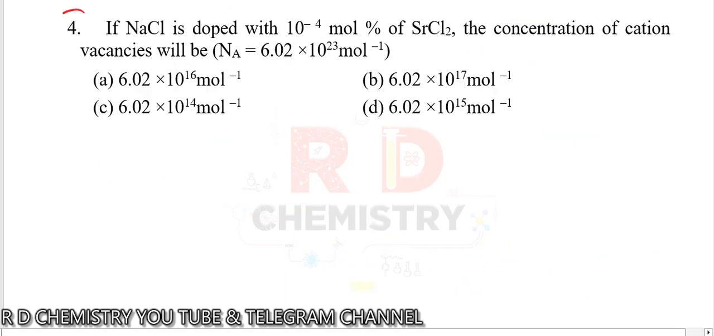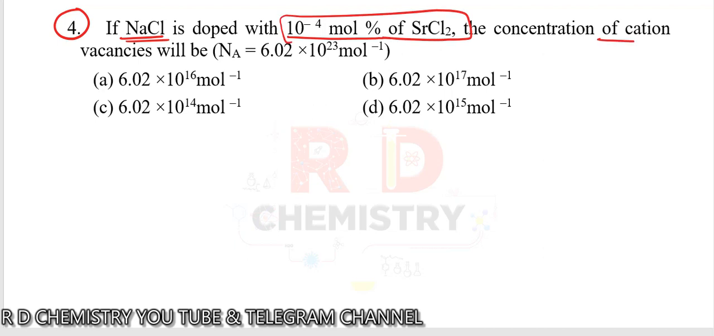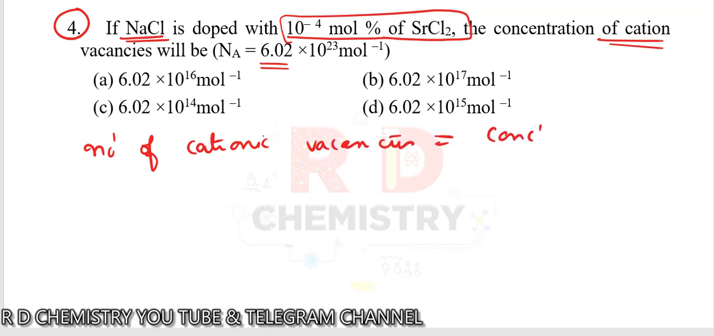Question number 4. If sodium chloride is doped with 10 to the power minus 4 mole percentage of strontium chloride, the concentration of the cationic vacancies will be, Avogadro number has been given. If you recall what you studied in the board syllabus, the number of cationic vacancies should be equal to the concentration of strontium chloride, the concentrated doped material.